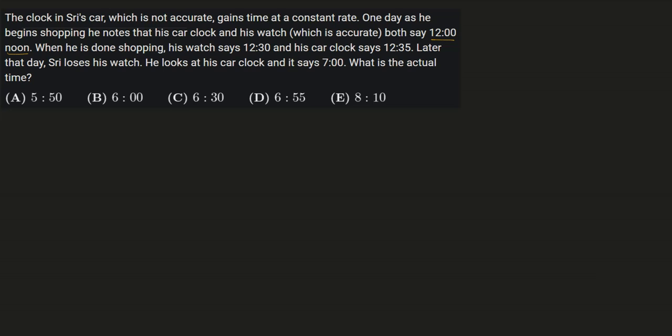Okay. When he's done shopping, his watch says 12:30 and his car clock says 12:35. This piece of information is very good because when combined with the fact that the false time system gains time at a constant rate, it tells us every 30 minutes the false time system gains exactly 5 minutes.